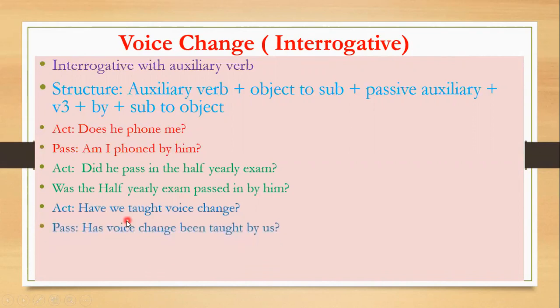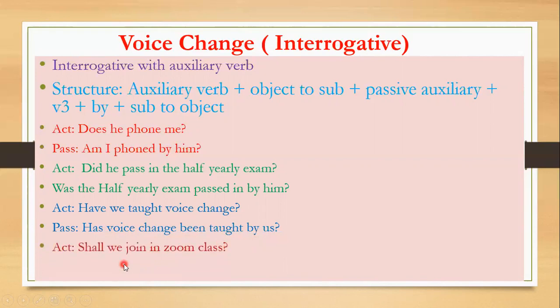Another active voice: Have we taught voice change? This sentence is written in present perfect tense. That's why I have written has, because the object, voice change, is third person. That's why the verb is singular. Has voice change been? Been is here the passive auxiliary. Has voice change been taught by us?